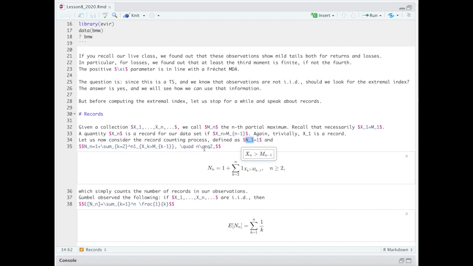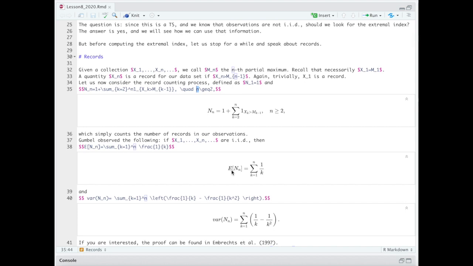Then, for all small n larger than or equal to 2, as you can read here, we have that the quantity N_n is equal to 1 plus the sum for k from 2 to n of the indicator of the event that our observation is actually a record. So the process N_n is nothing more than a process that counts the number of records in our observations. Now, this counting process is extremely useful for us.